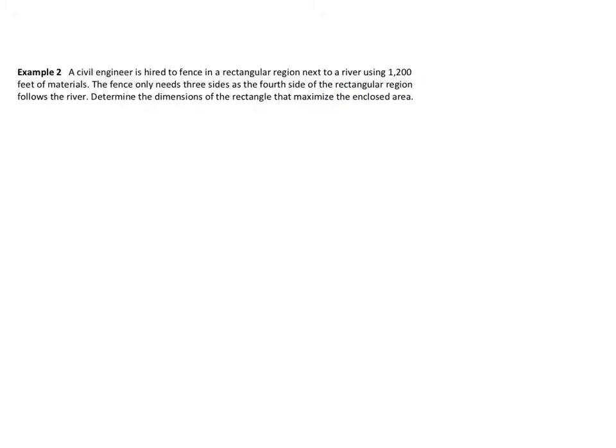For example 2, we have an engineer who is building a rectangular region, perhaps something like a park, that's going to be along a river. So I'm going to draw a picture for this scenario where we'll say that this is the river, and to build this, we're going to use a 3-sided fence. So we have a side here, a side here, and a side here. We're not putting in a 4th side because we want to leave it open.